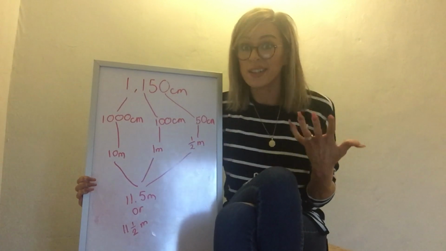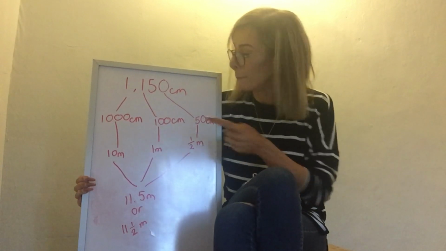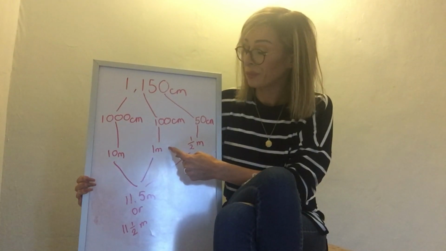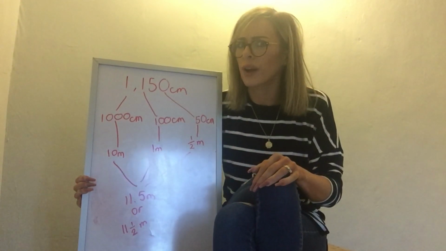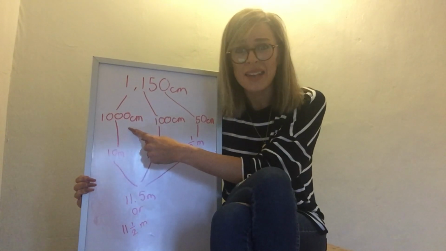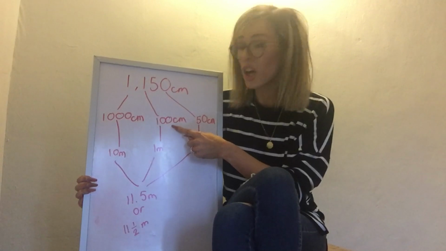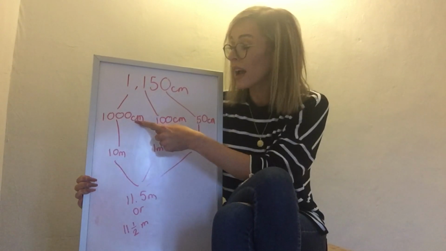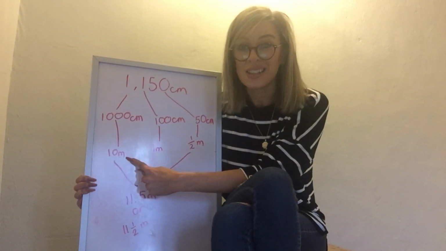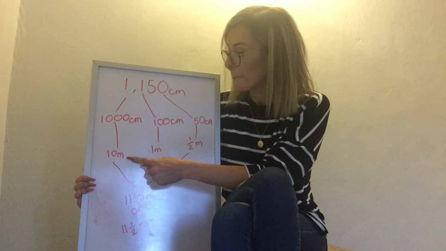So I started with a fact that I know, and I know that 100 centimetres is 1 metre. And luckily I've got 100 centimetres here. I know that that's 1 metre. And then I looked at the other parts of the question. Well, I've got 1,000 here, and that is 10 times bigger. So if 100 centimetres is 1 metre, then 1,000 centimetres is 10 times bigger. So my metres are going to be 10 times bigger too. So 1,000 centimetres is 10 metres.